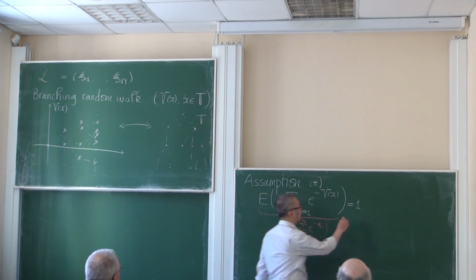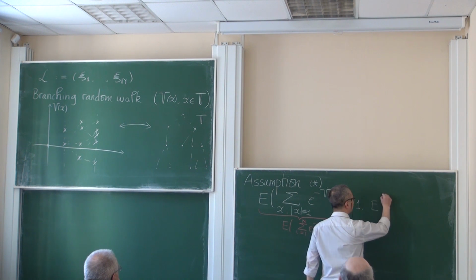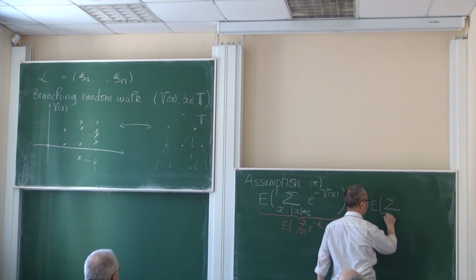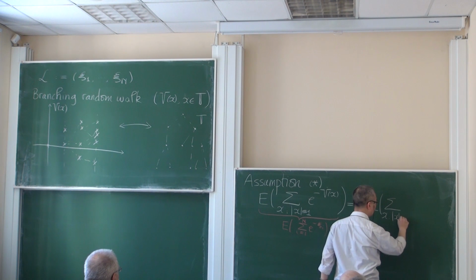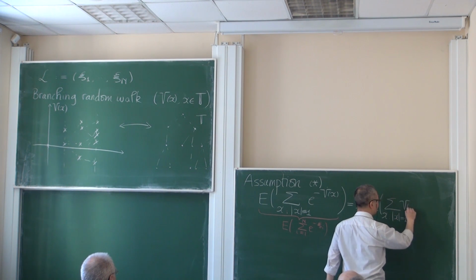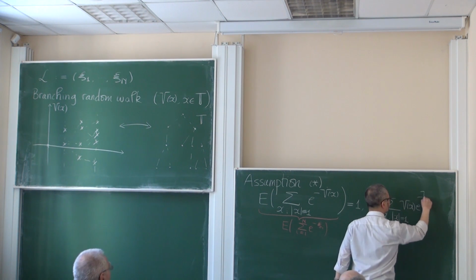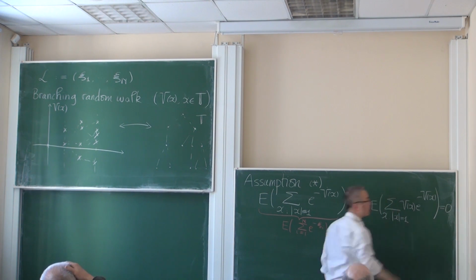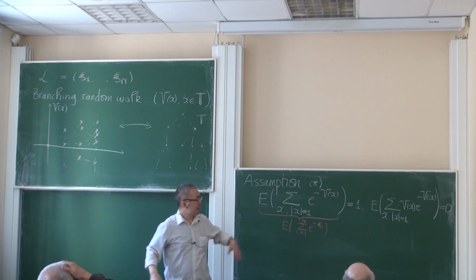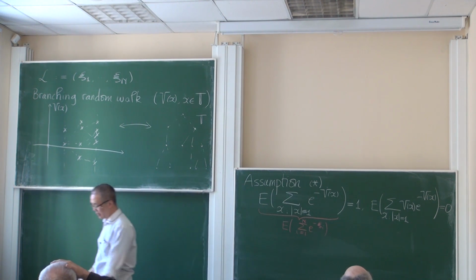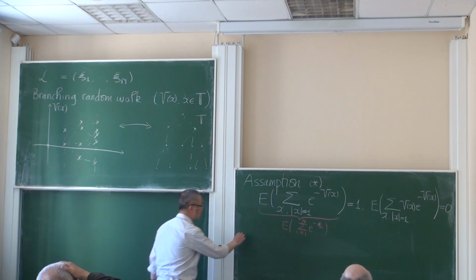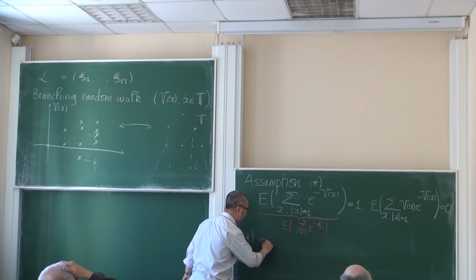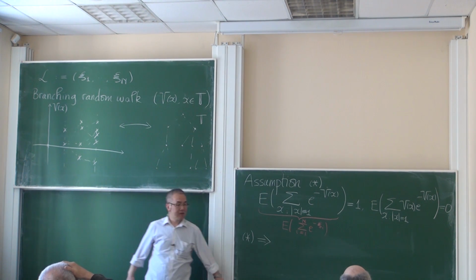And the second part of the assumption is that you sum over the same particles, but you multiply e to the minus V(x) by V(x), and assume that this is 0. Now, I think everybody understands why this assumption is good. So under the assumption star, we have 2 fundamental martingales.